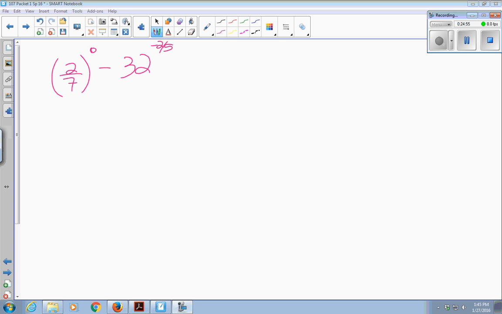All right, so what's one thing we could do here? What's one thing you know? 2/7 to the 0 is 1. Okay, so in my next line, I'm going to replace 2/7 to the 0 with a 1, and I'm going to copy everything else. Anything, no matter what it is, raised to the 0 is 1.